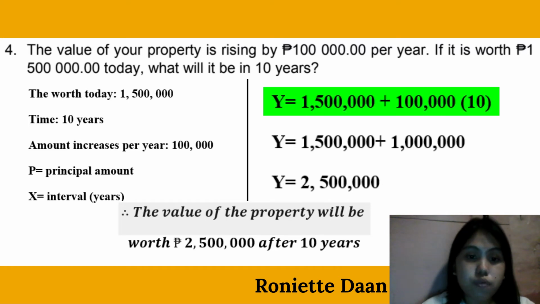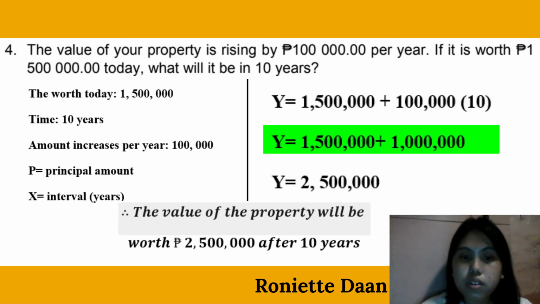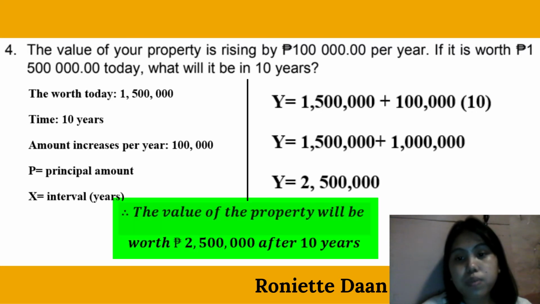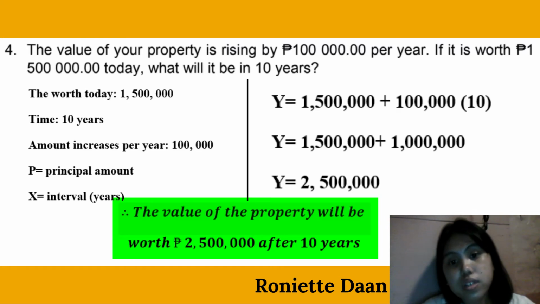Then substitute in the formula. As you have noticed, we're going to use the PEMDAS rule. We're going to multiply first the number of years by the rate given. Then the product would be 1 million. Next, we're going to add the principal amount to our product in order to find the final answer. Therefore, the value of our property would be worth 2,500,000 after 10 years, where there was an increase of 100,000 per year.